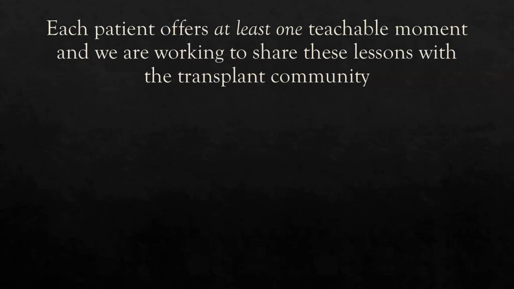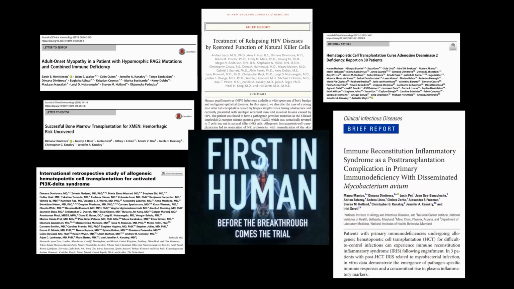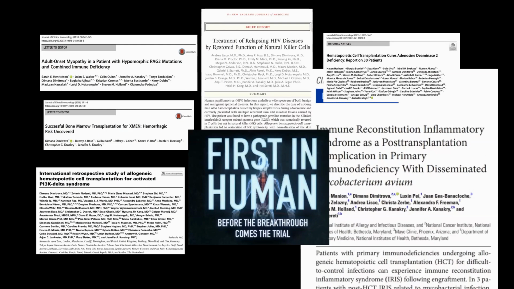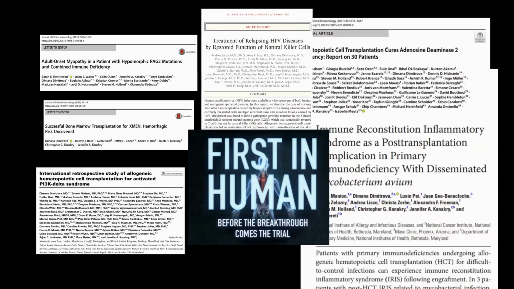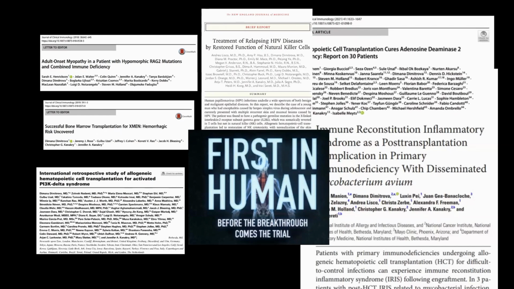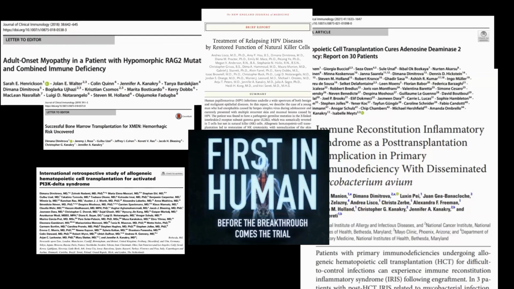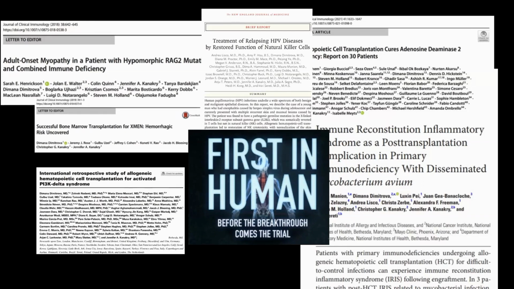Through all of these many patients, they each offer at least one teachable moment, and we're working to share these lessons with the transplant community. I just wanted to highlight some of the things that we've learned. So we see immune reconstitution inflammatory syndrome after transplant. We have learned a lot about hard to engraft diseases like ADA2 deficiency and collaborated with folks across the world to write up the collective experience with that. We have a lot of experience now with hypomorphic RAG patients, adults needing transplant.